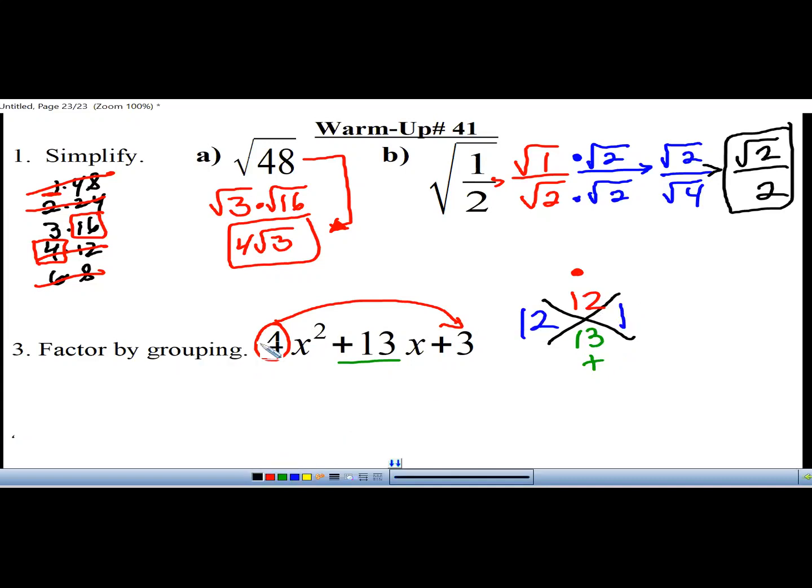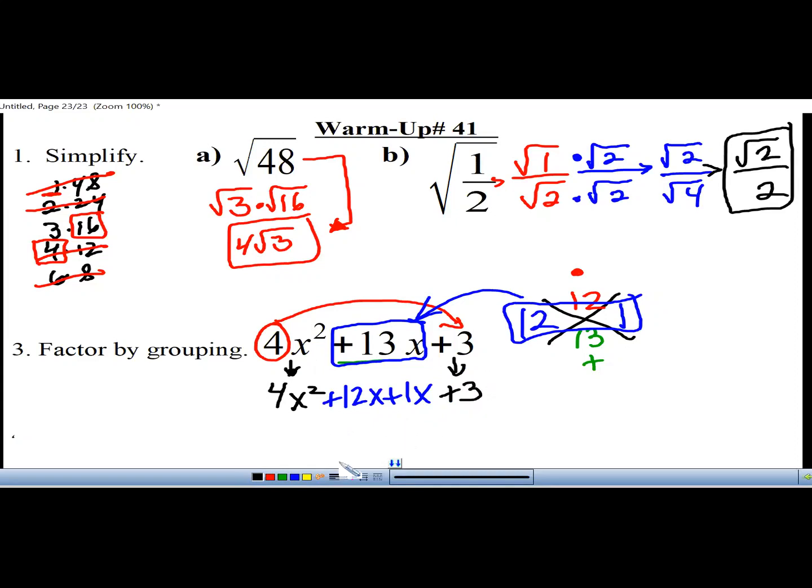So to do the process for factoring by grouping, I rewrite the trinomial. I bring down the first term, 4x squared. I write down my middle term, which is 13x, but instead of writing 13, I'm going to substitute that with these 2 factors that we found, which was 12x plus 1x. I bring down the last term, which is plus 3, and now we can group 2 at a time. 4x squared plus 12x, that's one group. 1x plus 3 is a second.